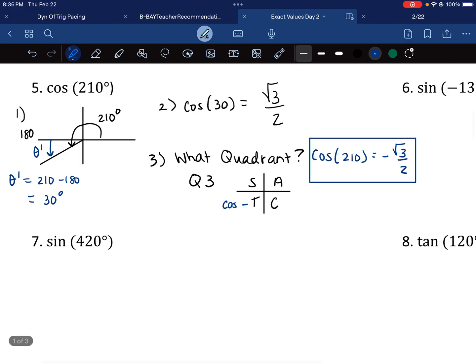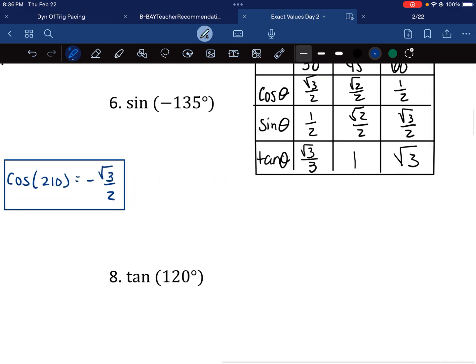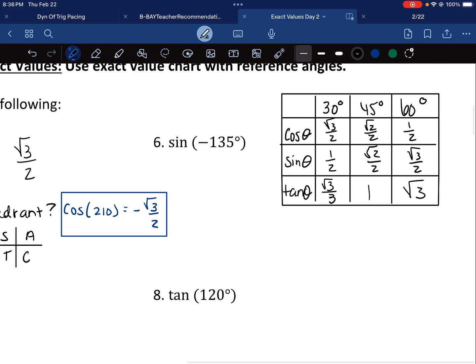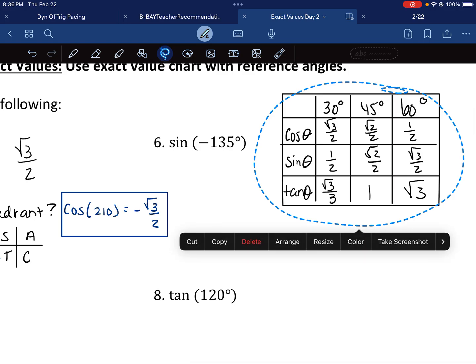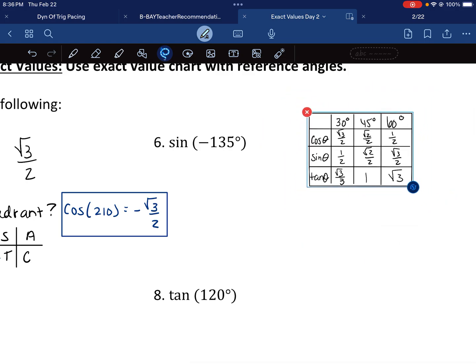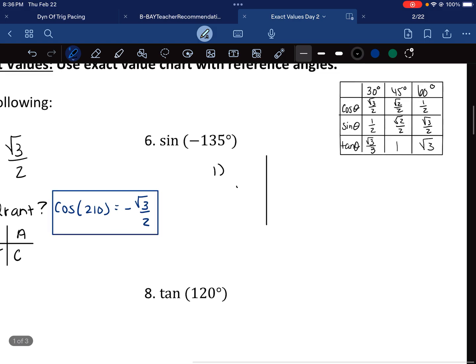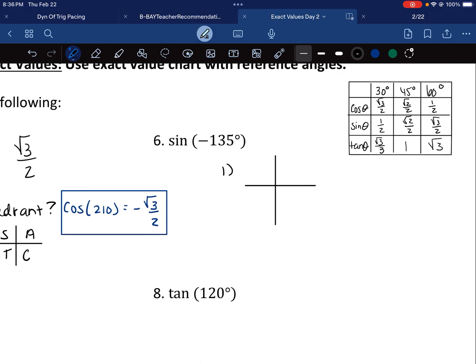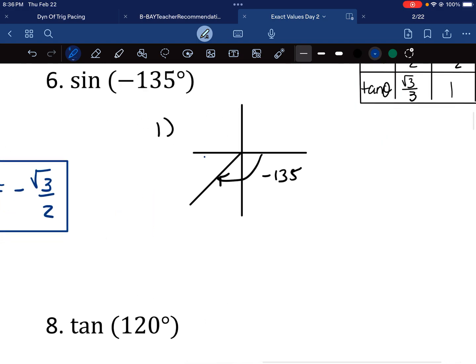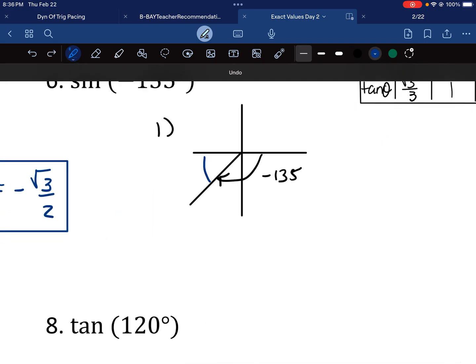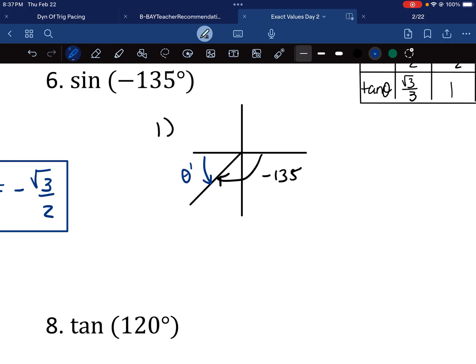All right, similar steps as we move on. Now, if you're feeling comfortable with this, feel free to do the work on your own and then just check the answers with the video. If you want more practice, follow through, okay? All right, first step, let's sketch negative 135 degrees. So I know that negative 135 is going to be about here.